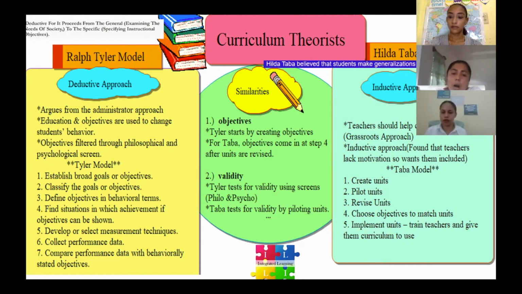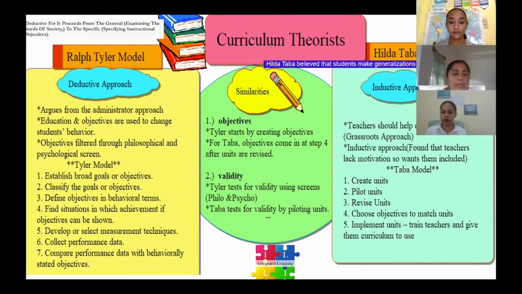How did she come about to use the inductive approach? Because she conducted a study where she found out that teachers lack motivation in the use of curriculum. And to help to curb that, she said, if we can engage teachers to be more involved in the creation of curriculum, then we can have better performance in the classrooms. Taba's model has 5 steps.